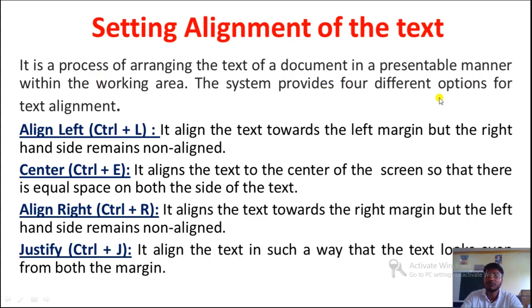This system provides 4 different options for text alignment: align left, align right, justify and center. The shortcut keys are also written here: Ctrl+L for align left, Ctrl+E for center, Ctrl+R for align right, Ctrl+J for justify. Now we will discuss one by one the use of all options. First, align left. It aligns the text toward the left margin but the right hand side remains non-aligned.